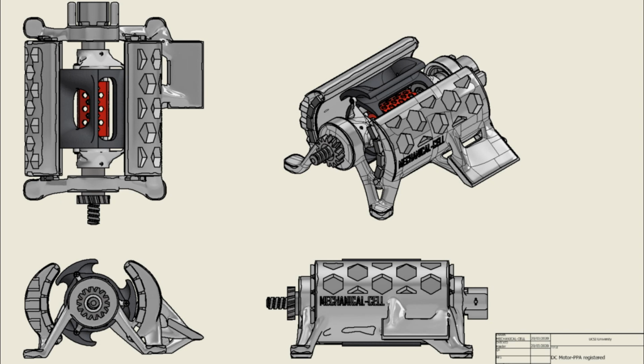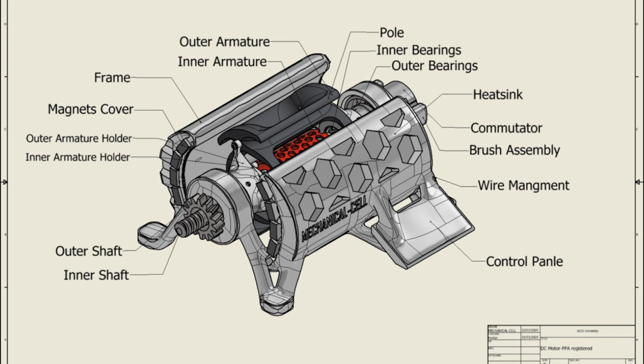Hello there. What I will showcase today is the world's first double shaft, double armature, same point, bidirectional DC motor. This is a new type of DC motor. This picture explains the different parts of the motor. I will focus on several features that only this motor has, which distinguish it from other motors.